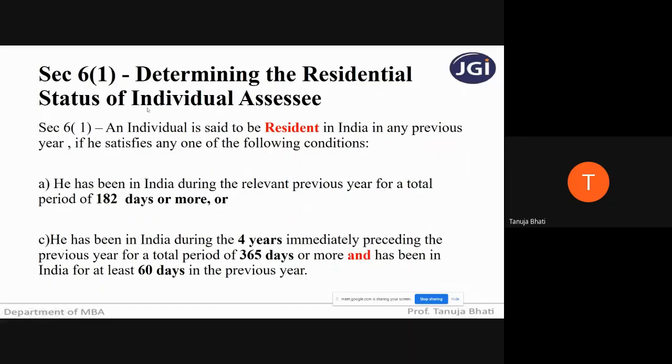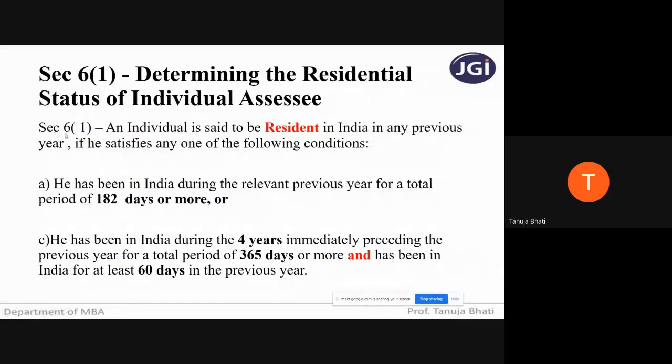So we know the basic conditions. Students, remember the sections, because if you write the section in the exam, your answer will be more presentable, it may carry more weightage, and it will be good for you to score. Section 6(1) is where the basic condition of an individual Assessee is determined, based on which we will come to know whether he is a resident or non-resident. There are two conditions in this. If he satisfies either one condition or both conditions, he is a resident. If he does not satisfy either of these two conditions, he is a non-resident.